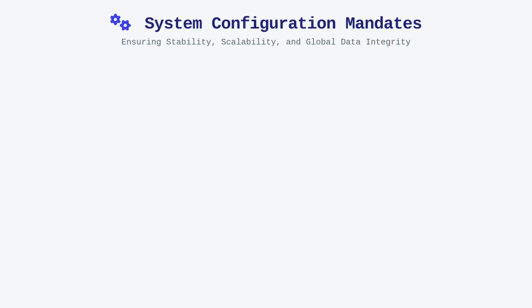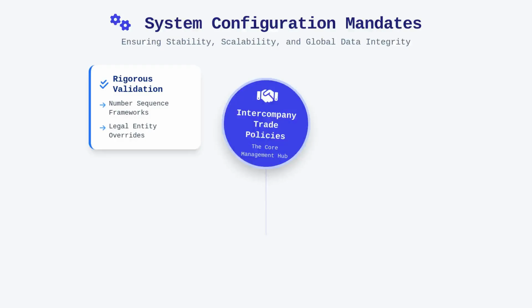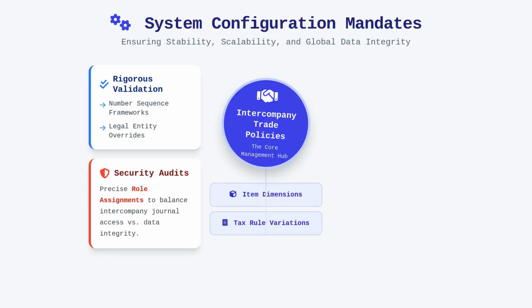Finally, we must address the configuration mandates that keep this entire system stable and scalable. Rigorous validation of underlying parameters, such as number sequence frameworks and legal entity overrides, is non-negotiable for a production environment. You may find that specific items have different dimensions or tax rules depending on the legal entity context, and these must be managed via intercompany trade policies.